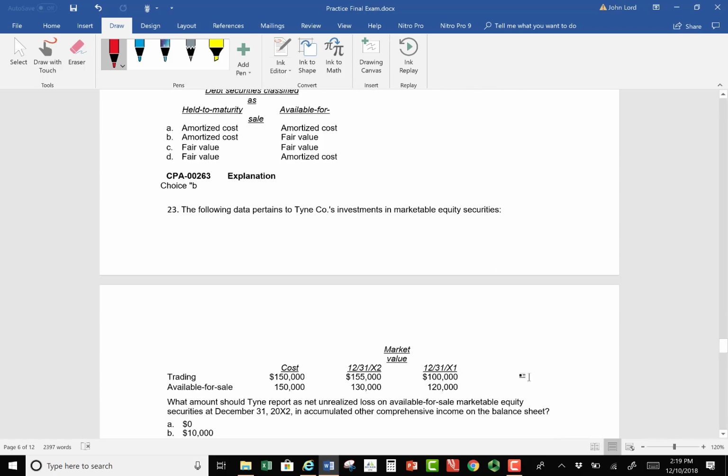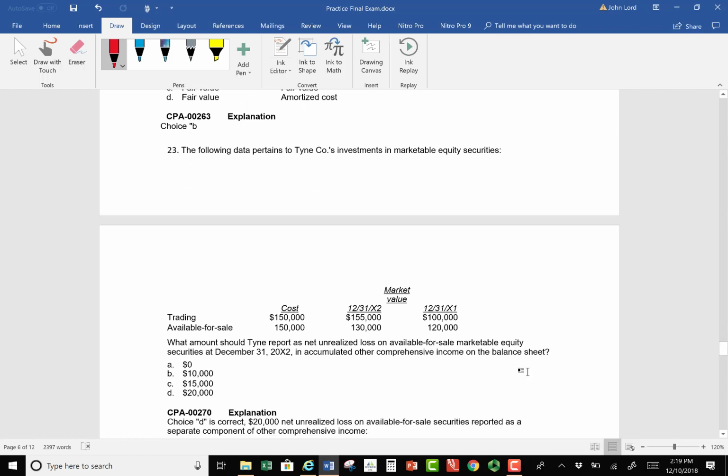Okay, number 23. The following data pertains, and this wants to know what amount is in the accumulated other comprehensive income at December 31st, year 2, right? Okay, now what happens? In year 1, we would do what? First of all, do we care about the trading security? We do not care about the trading security. That information is just there to distract you. It is irrelevant.